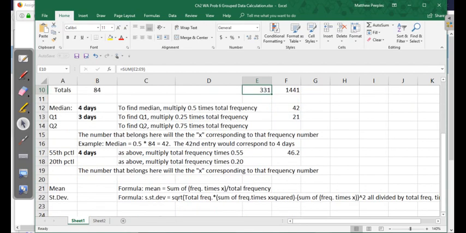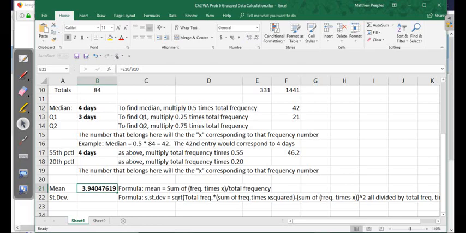So to get my mean, I'm going to say it's equal to that sum of frequency times the midpoints divided by the total frequency. And in this case, that's 84. So my mean is actually 3.94 days if I round that to the nearest hundredth. So that's how I'm getting my mean.